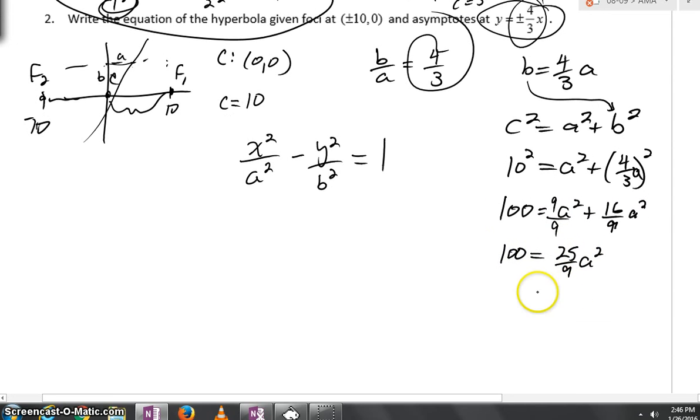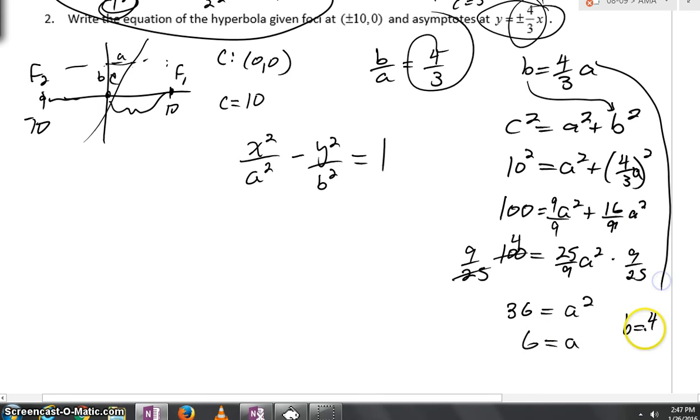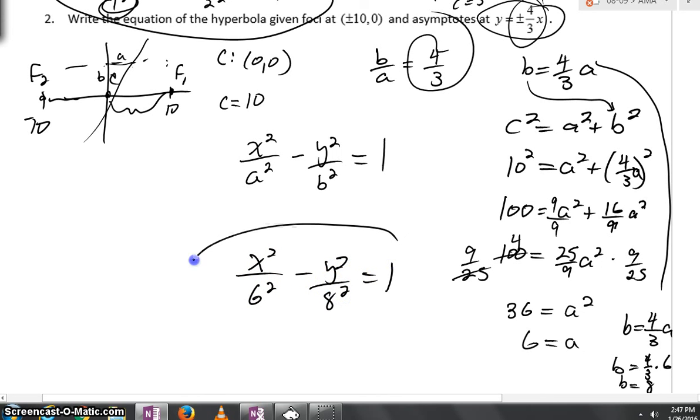Wow. How about I multiply through by the reciprocal on both sides? 25 goes into 100 4 times. 4 times 9 is 36. Aha, guess what A squared is? A squared is 36. A is 6. B, remember, was 4/3 A. So it's 4/3 times 6, and that's going to be 8. So, guys, what do you have? X squared is 6 squared. X squared over 6 squared minus y squared over 8 squared. This is the equation of the hyperbola you're really looking for.